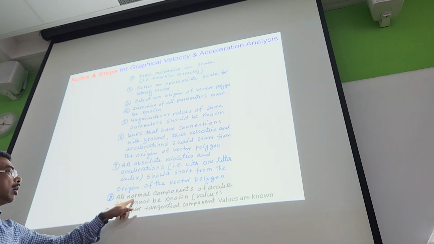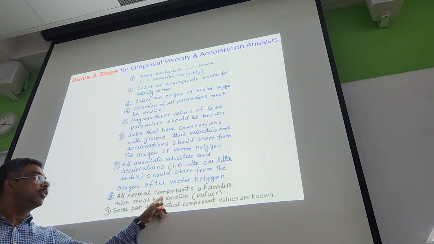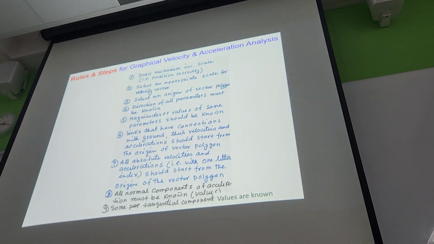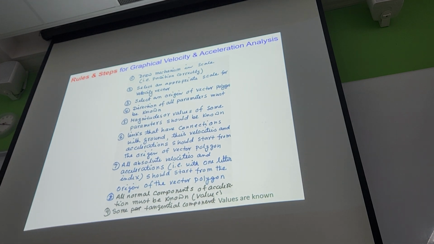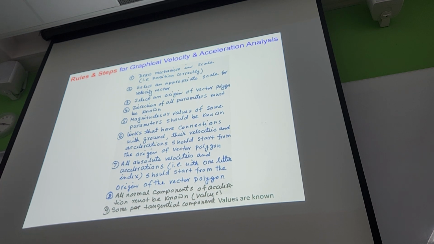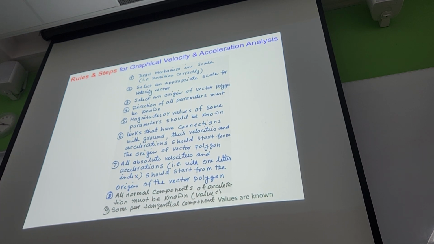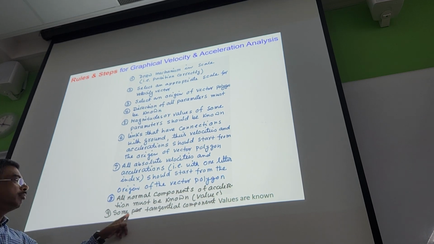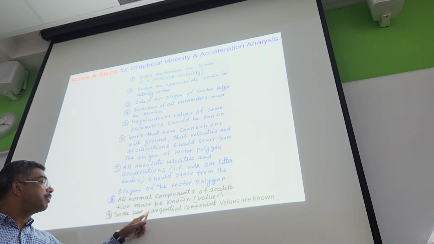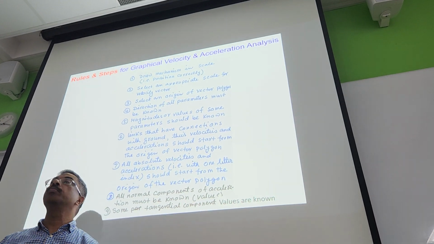Number 8, all normal components of the acceleration must be known. Their values, in big values, must be known. The word must I use 2 times. Direction of all components of the velocity and acceleration must be known, and the magnitude or the value of normal components must be known. In 2 cases I use the word must. And then some parameters, particularly some tangential component parameters' values, should be known as well.